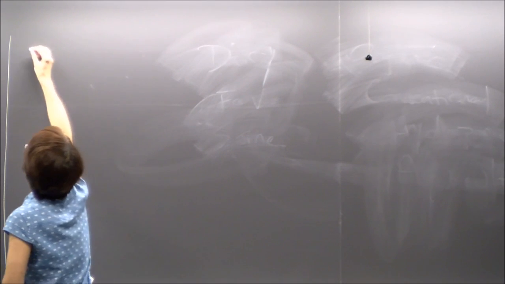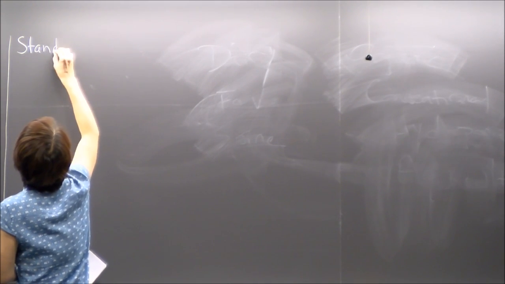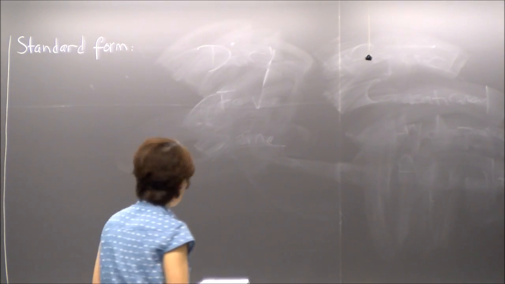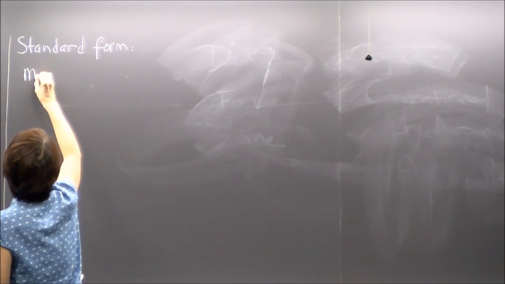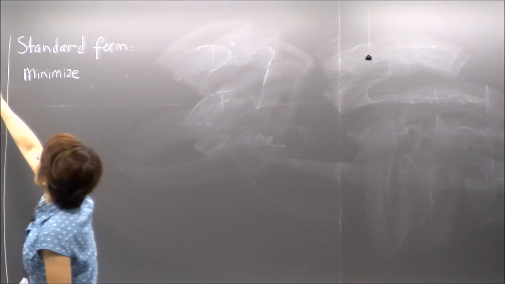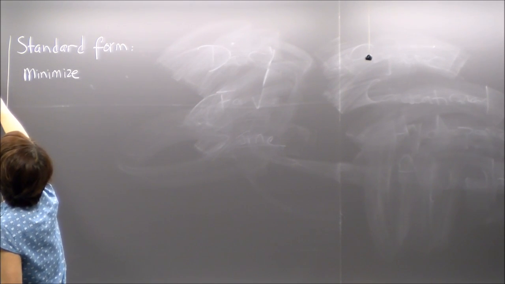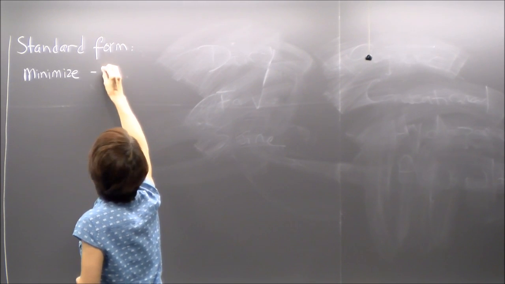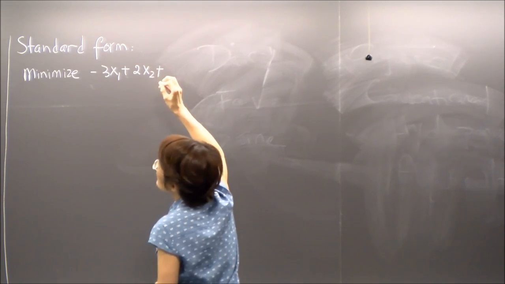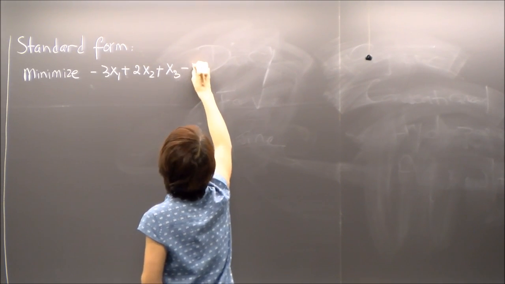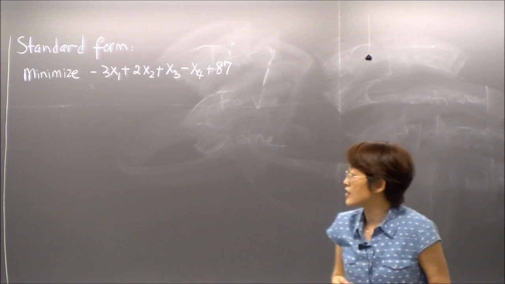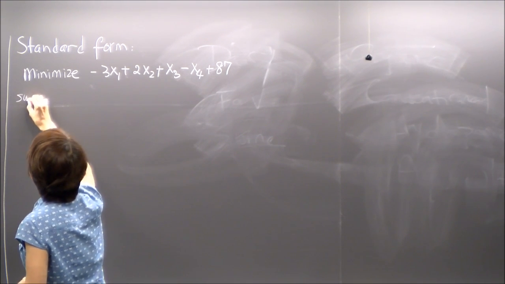Okay. All right, so standard form. Is that good? Yeah, thank you. Okay, so maximizing will have to be changed into minimize. Is that right? So we know this has to be multiplied by a negative 1. So I'm minimizing negative 3x1 plus 2x2 plus x3 minus x4 plus 87. Okay, so that's the first thing to do.